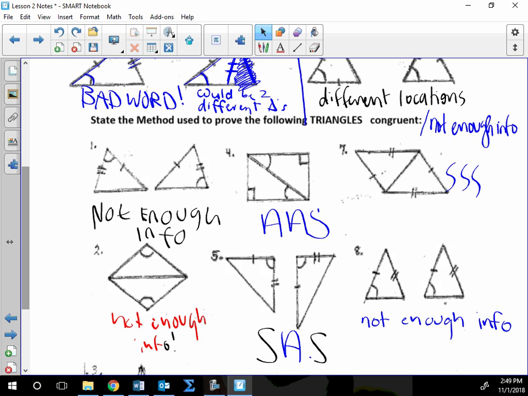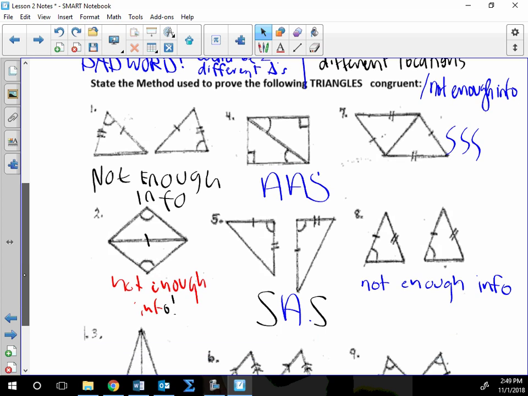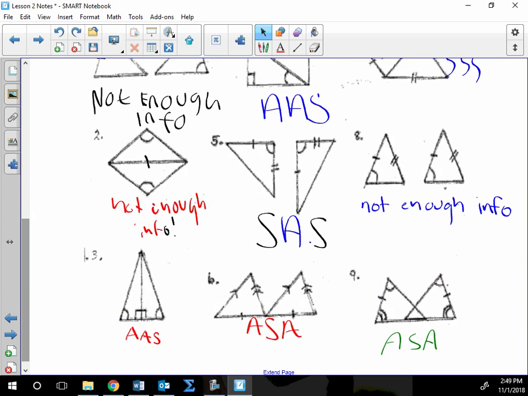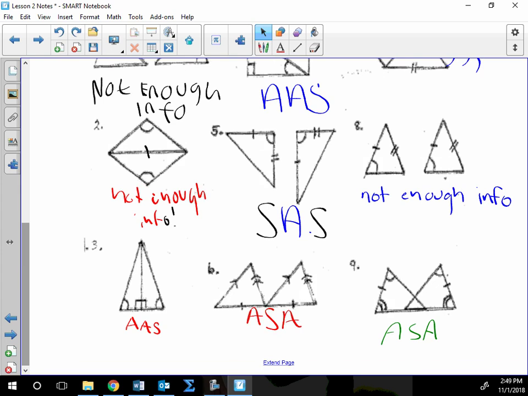Number 4, do you guys agree? Yes. As well. Number 7? Yes. Yes, good. Number 2? Yes. I agree. We only have this additionally. That's only one set of angles and one set of sides, right? We don't have enough beyond that. All right, how about number 5? Do we agree? Yes. Good. Number 8, do we agree? Yes. It's the backwards. Okay, number 3, do we agree? Yes. And 6? Yes. And number 9? Yes. Yes.